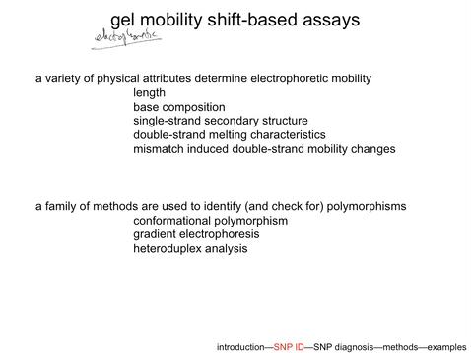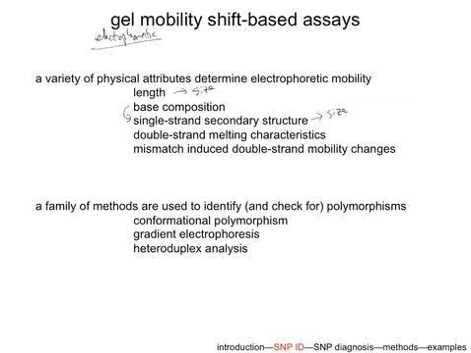Base composition will affect mobility as well. Specifically, let's think about how base composition might affect single strand secondary structure. So of course, if we're talking about length, we're talking about size, but there are other factors that affect size as well, and that's of course secondary structure.